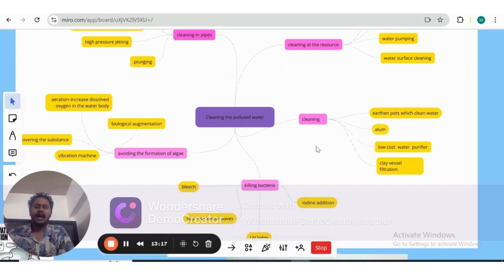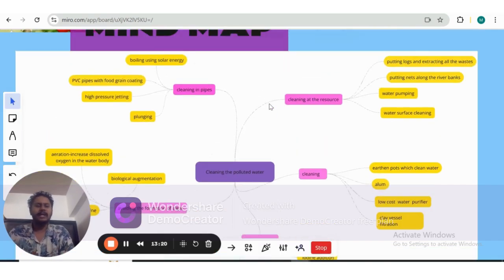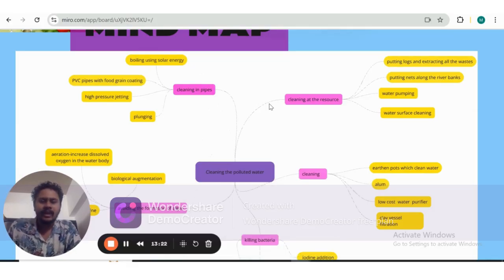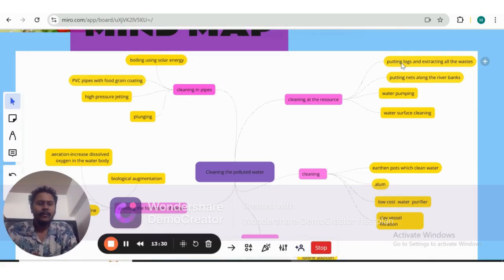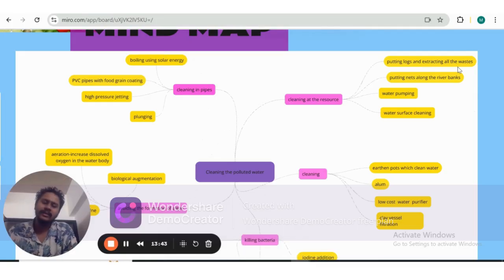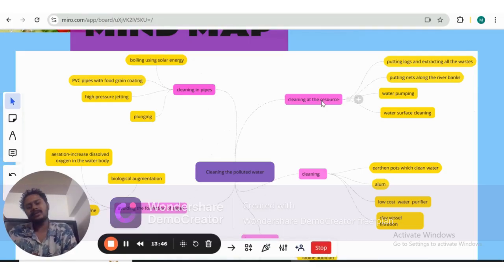Now we ask them, what can you think about this idea and what made you think of these ideas? The answer to that question is generally a frame which is identified by the students themselves. So, what made a student think that putting logs and extracting waste from the water can actually help the water get cleaned? What is the root of this idea? Why did they think of this? The frame which comes from the answer to this question is cleaning the water at source.